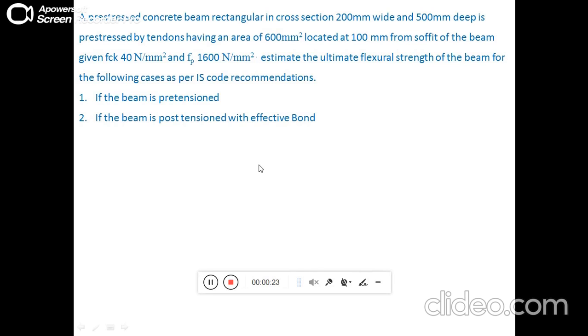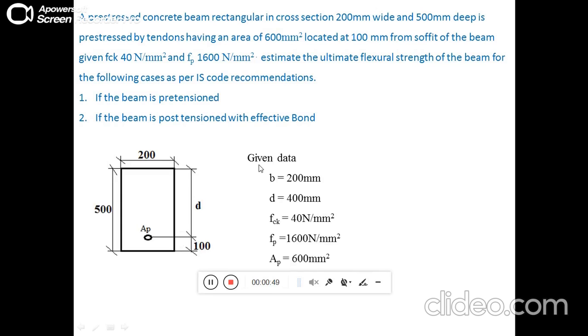Given FCK is 40 Newton per mm square and FP 1600 Newton per mm square. Estimate the ultimate flexural strength of the beam for the following cases as per Indian Standard Code recommendations. The first case is if the beam is pre-tensioned, and the second case is if the beam is post-tensioned with the effective bond. So here is the solution.